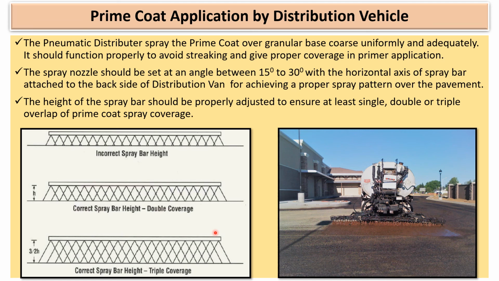The height of the spray bar has a greater role for a particular spray pattern. A single, double, and triple overlap of prime coat spray coverage can be achieved by the proper adjustment of the height. The height should be so adjusted that a minimum of double spray coverage of prime coat is obtained over the pavement after the application.